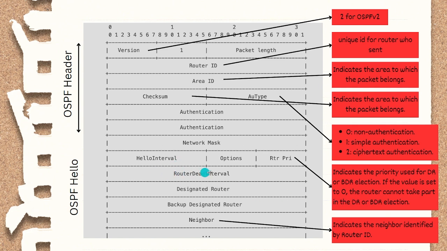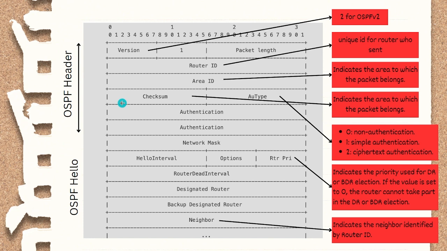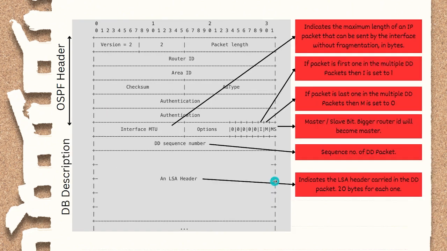And we have something called dead interval. So the timer of dead interval will also be defined over here, and dead interval is nothing but 3 times the value of hello interval. Then we have something called designated router, which means the IP address of the designated router. Backup designated router, which means the IP address of the BDR. Then we have something called neighbor, which indicates the neighbor identification by the router ID. So these are the fields for the OSPF Hello packet, and this is the packet format for the OSPF Hello. Now this is the second packet type, which is DB description.